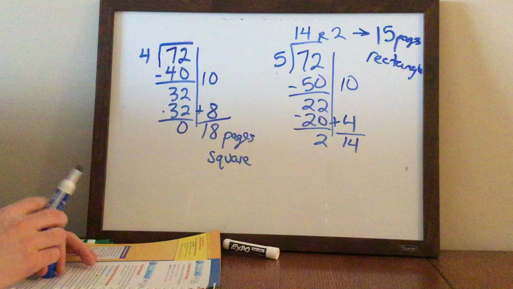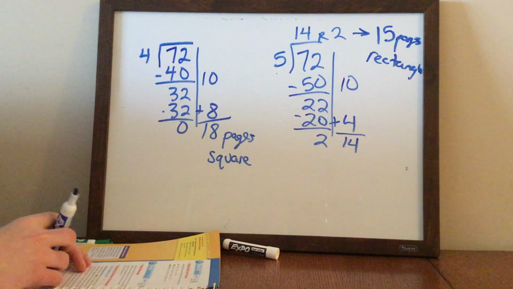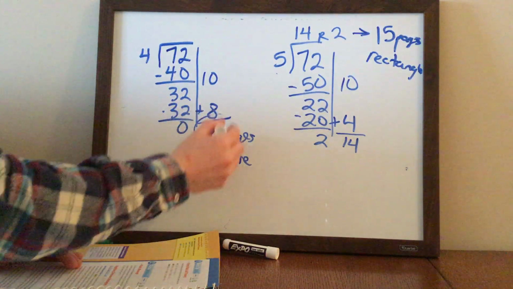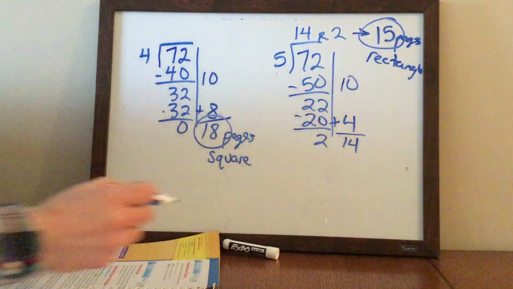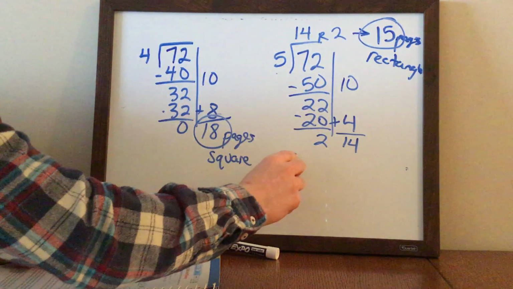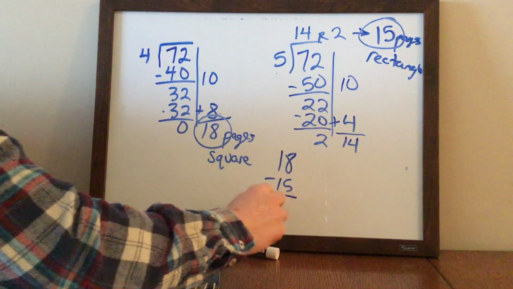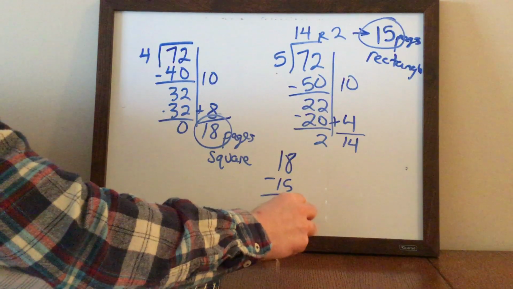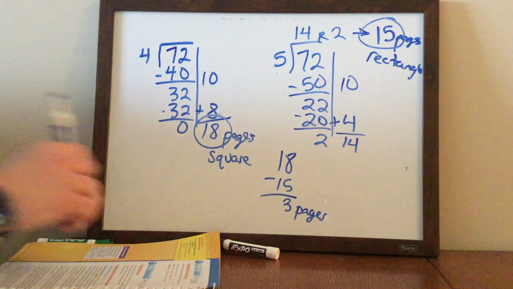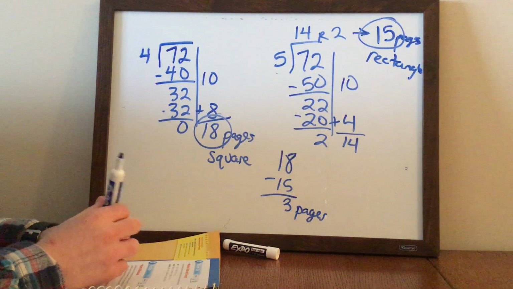Alright, so the question says the square album takes blank more pages than the rectangular album. Well, here's the square, here's the rectangle. So how many more pages do you need if you use the square than the rectangle? Many of you see that already, but let's just show it. 18 minus 15 is 3. 3 more pages.